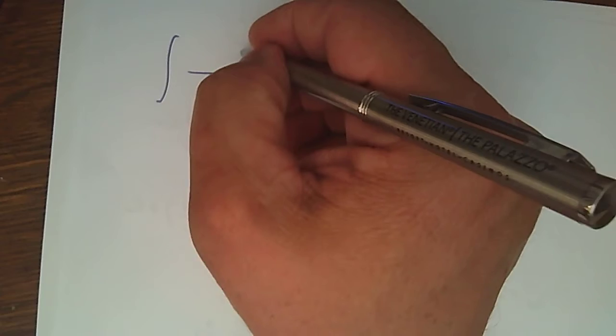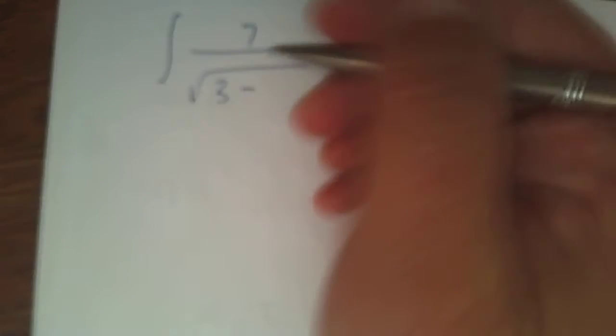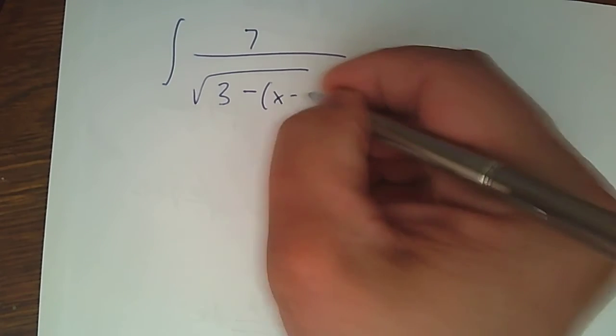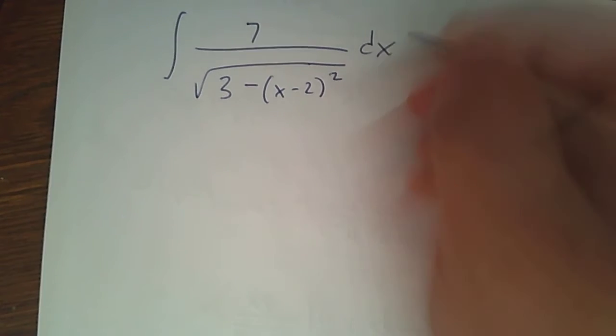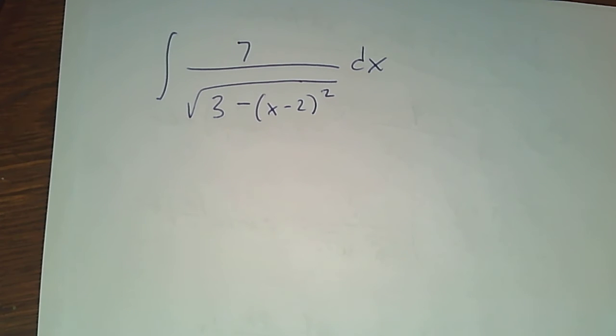Here, let me do one more like this. So I'll do one more. All right, write that one down. Here's one more arcsine, then we'll look at arctangent. So if you look at this, press pause and try it, and then press play.